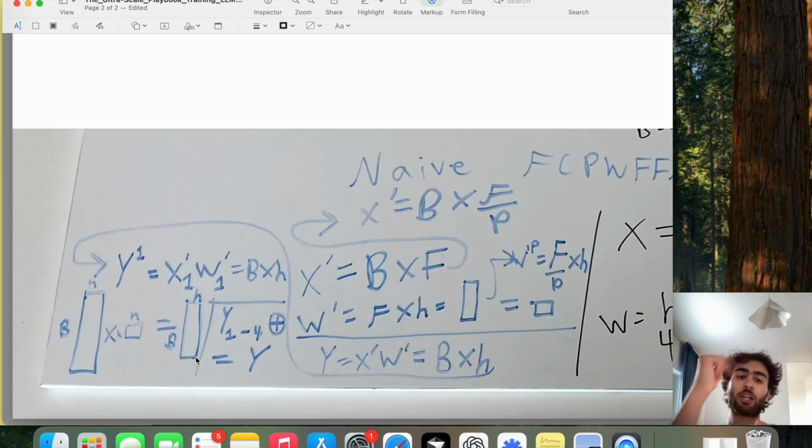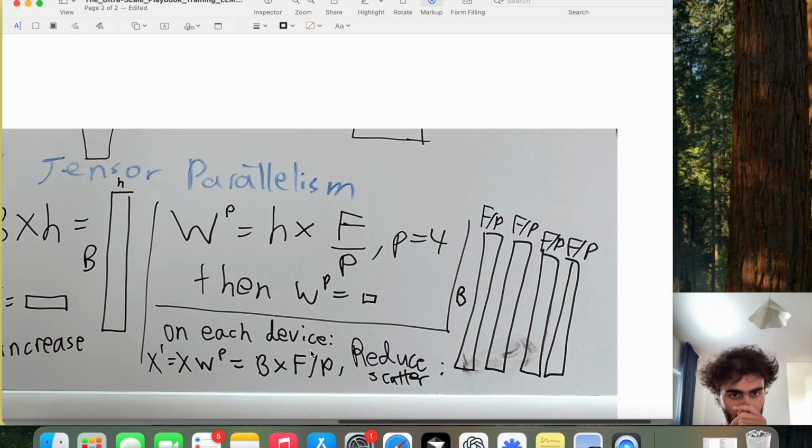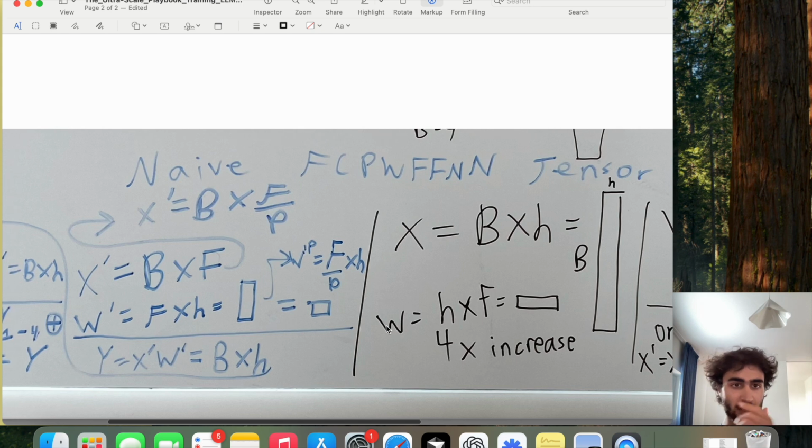Okay, so we've done the up projection. Now we need to do the down projection. So we're going to start here. X prime is b times f, just as we have here, because we have p times f divided by p columns. So p times f divided by p is just f. So this is the dimension of x prime.